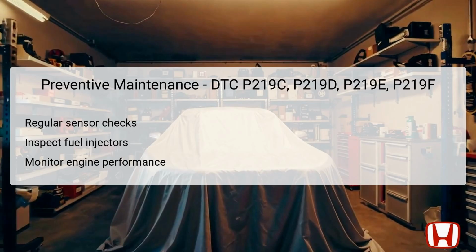Preventive maintenance plays a vital role in avoiding the recurrence of DTCs P219C, P219D, P219E, and P219F. Regular sensor checks should be part of routine maintenance, as air-fuel ratio sensors are crucial for efficient combustion. Ensuring they are in proper working condition can prevent issues before they arise.